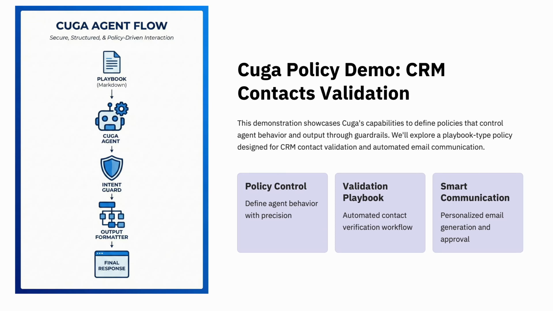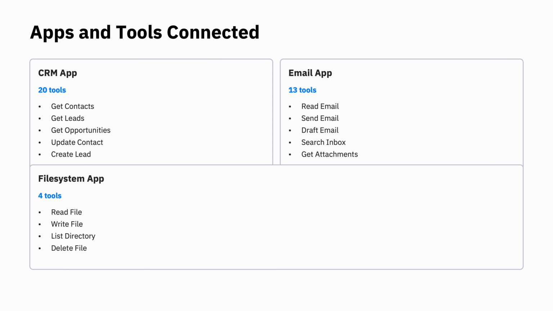In this demo, we'll show how the CUGA agent enforces policies that govern its behavior through three components defined in Markdown: the playbook, the intent guard, and the output formatter. We'll walk through how these policies guide the agent when interacting with both a CRM system and an email application.